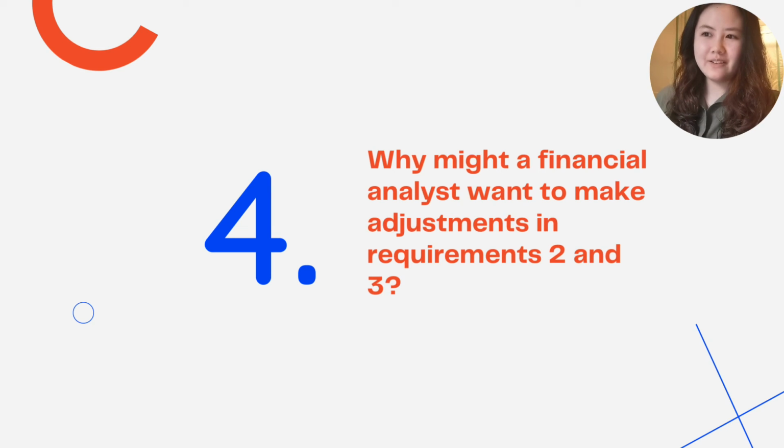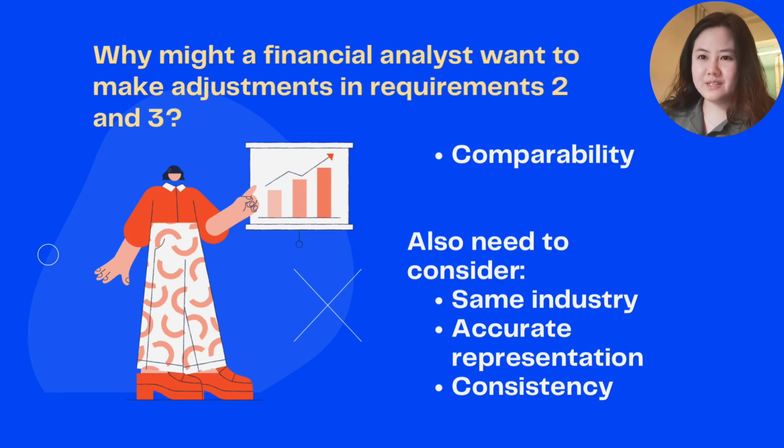So why might a financial analyst make those adjustment requirements in questions 2 and 3? Interestingly, we saw how adjusting these assets' useful life in years from 15.99 to 16.38, only a 0.4 difference, made quite an impact to the income statements of both companies. It might be in the interest of financial analysts to make similar adjustments as we just did to improve the comparability of financial statements between companies, to compare apples to apples, especially if they're in the same industry.